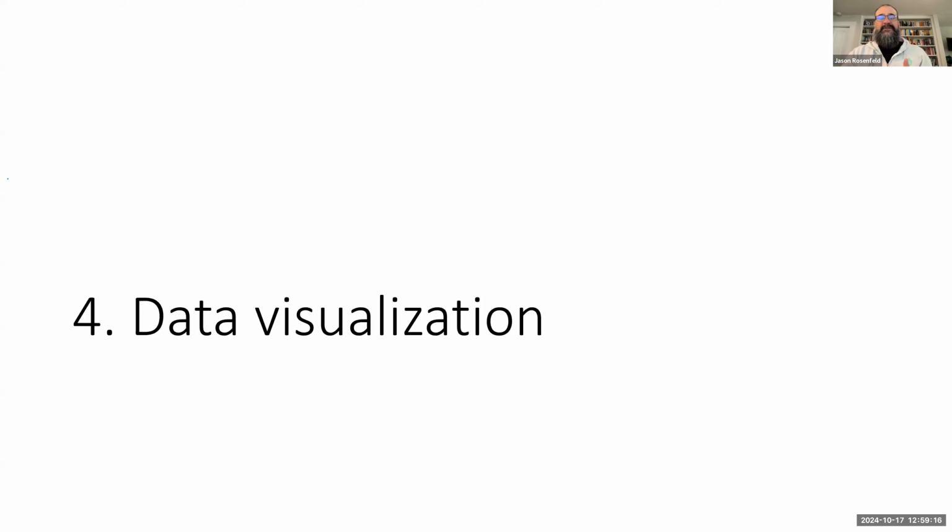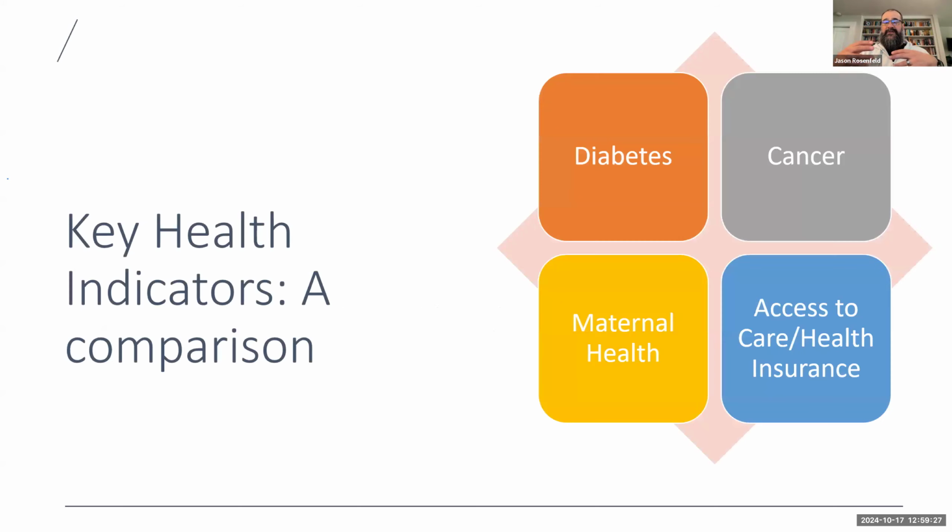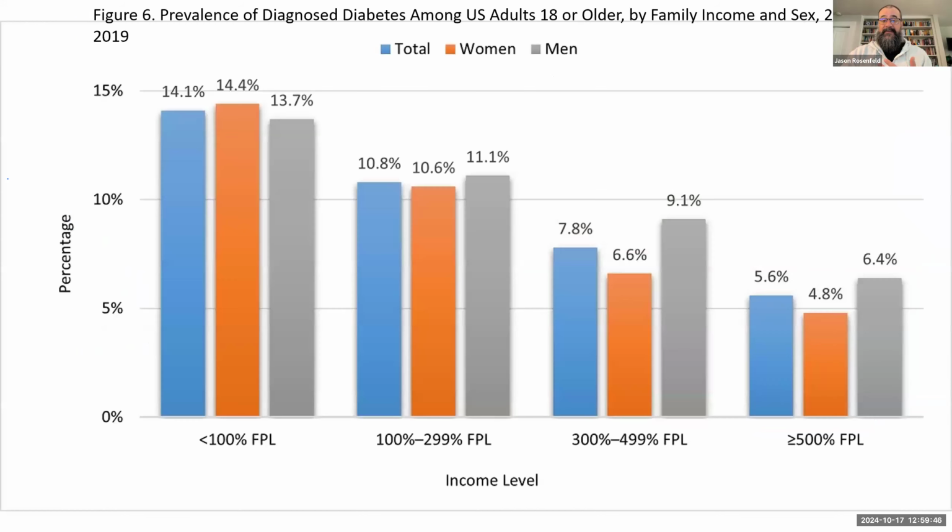But let's look at some common data visualizations and really try to synthesize, in particular, the quantitative data that we've been looking at together today. And so I want to start with some key health indicators focused on diabetes, cancer, maternal health, and access to care to show you the way that data can be shared in reports or even with the public, and to help us begin to understand and interpret that data so that we can then be the best advocates and utilizers of data when we get there.